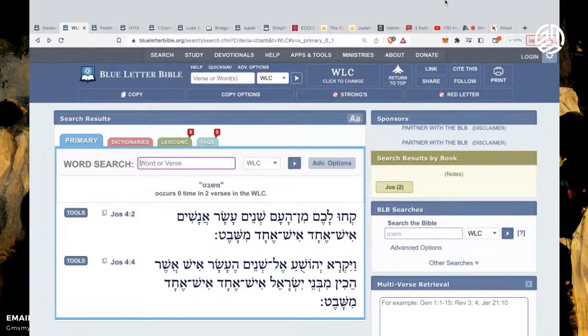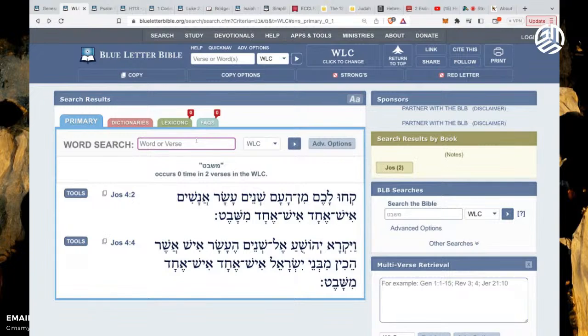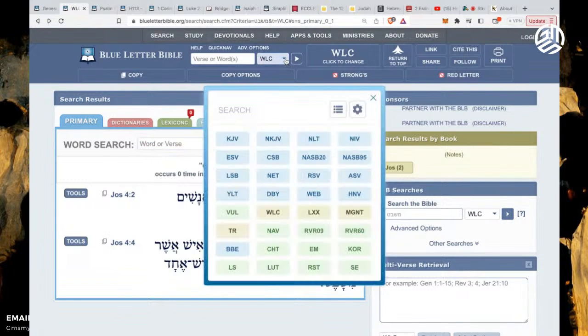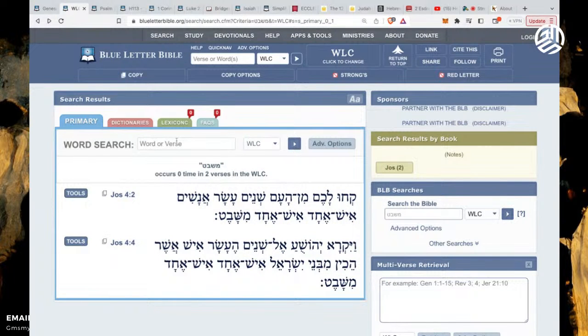If you want to really study the Hebrew, you got to get familiar with using your tools, man. Because if you don't have a Hebrew keyboard, how are you going to search Hebrew words? Right now, I'm on the Blue Letter Bible, and on your computer you can go to the different Bible translations, and then WLC, the Westminster Leningrad Codex, which is basically the Hebrew, and so you can search a word in Hebrew. So let's look for the word.